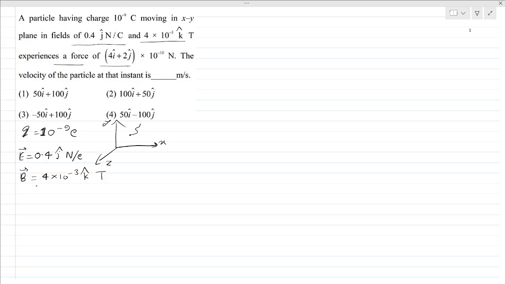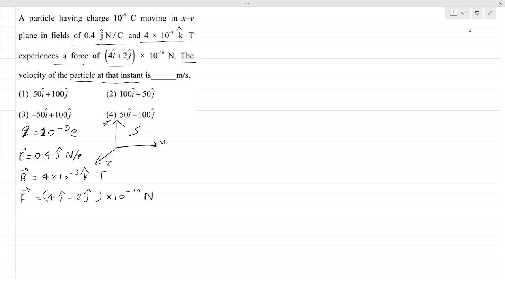Experiences a force. So the force is also given. F vector equals 4 I cap plus 2 J cap into 10 to the power minus 10 Newton. That is, the force is given. So the question is asking for the velocity of the particle at the instant, in meter per second.